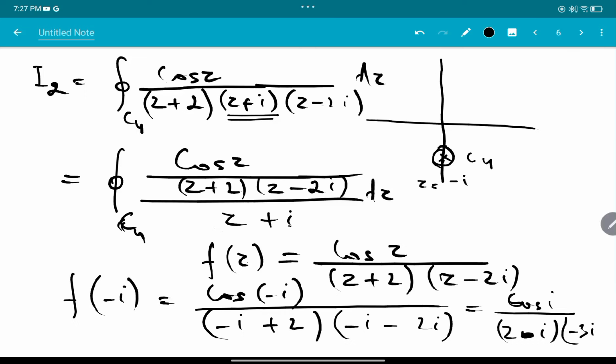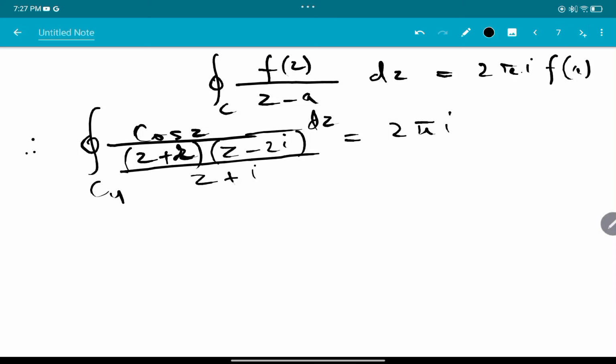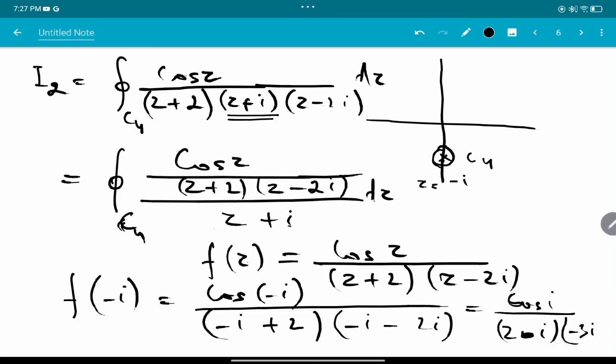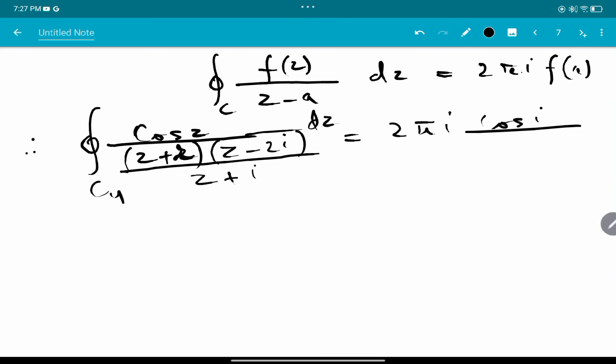f(a) has been actually calculated. It is cos i divided by whatever it is. You can now tackle that yourself. That's (2 minus i) into minus 3i. And lastly, what will be the total integral? That will be simply I1 plus I2. This is the procedure.